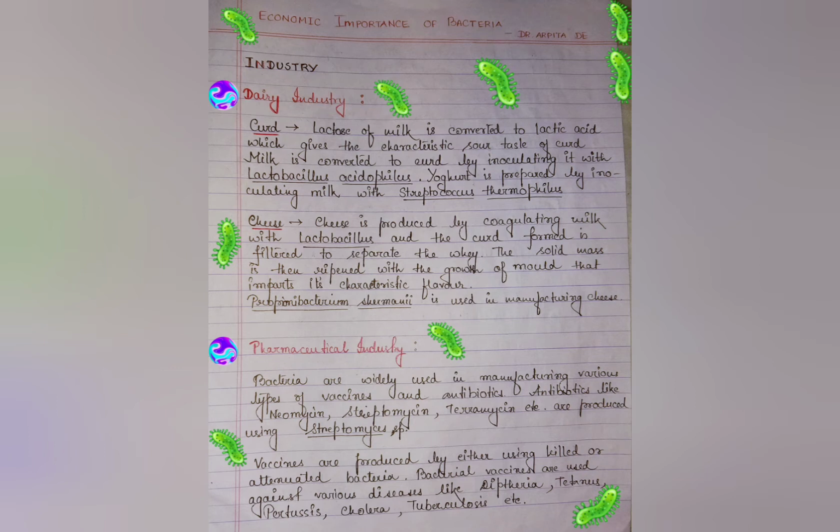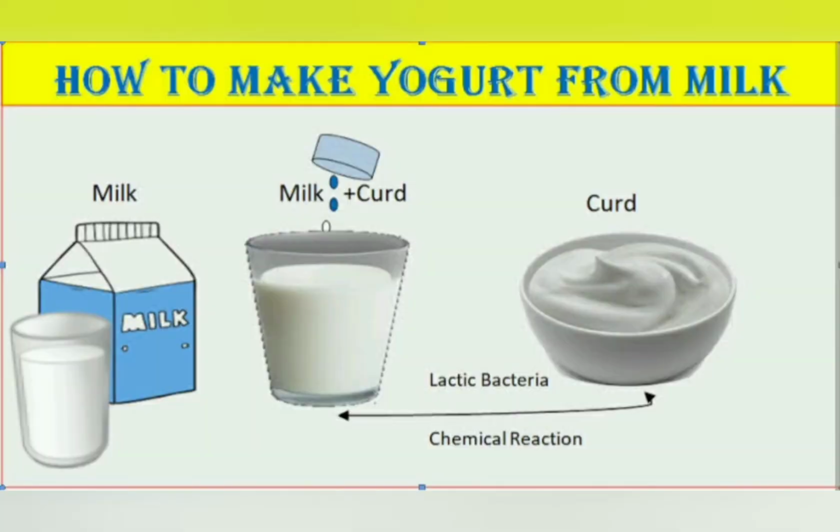Now, milk is converted to curd by inoculating it with Lactobacillus acidophilus bacteria. Okay. Yogurt is prepared by inoculating milk with Streptococcus thermophilus. If you have ever noticed preparation of curd at your home, you will see a bowl of lukewarm milk is inoculated with a couple of spoon of curd.